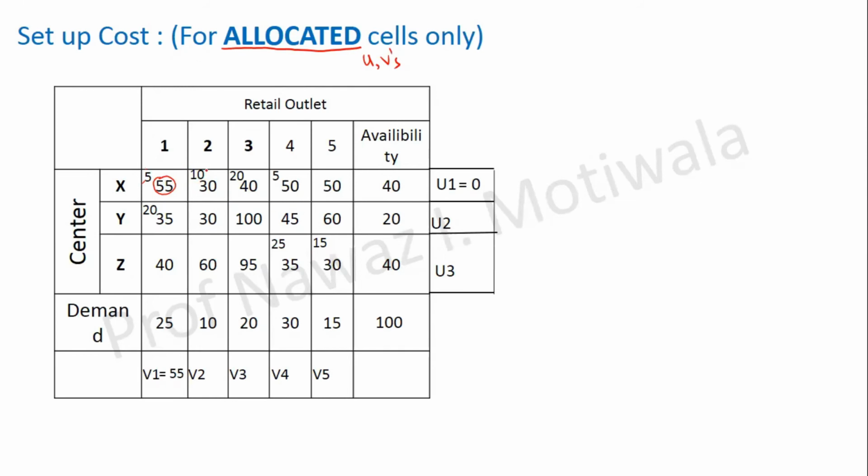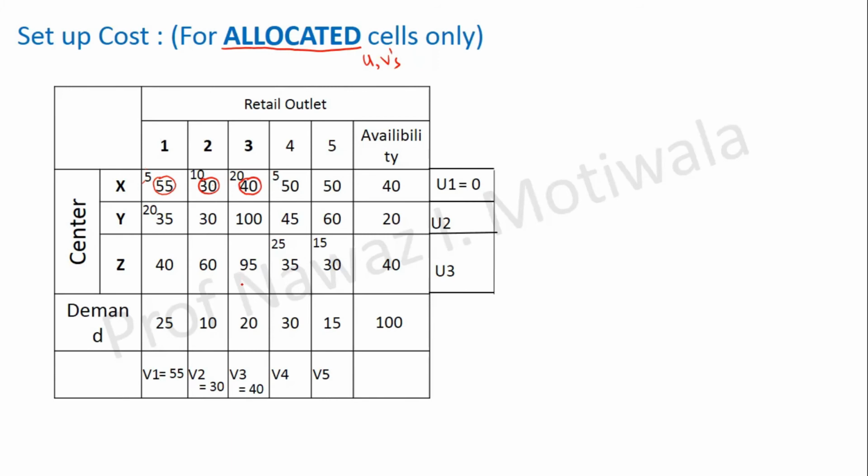Now again, go to the next cell. This is also an allocated cell, X2. That means this 30 should come after addition of U1 and V2, because it is at the intersection of U1 and V2. So U1 plus V2 should give me 30. So what can you tell about V2 value? 30. 30. So I will write 30 here. Similarly, tell me the answer for V3 by taking this 40 as the cost for the third cell. 40. 40, because one is 0, so the other will be 40 only.